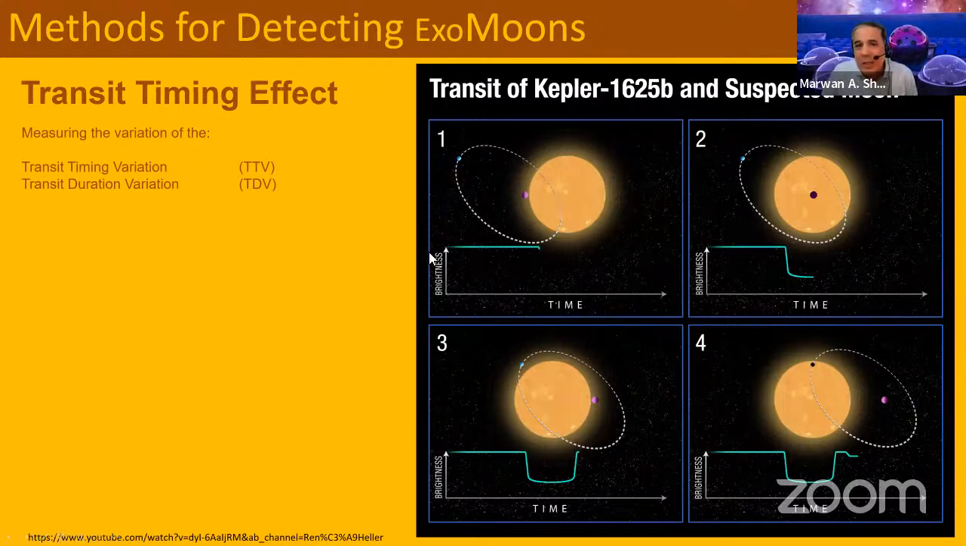By measuring the variation here, the timing variation or duration variation, this is the timing, and when that comes again, that is the duration, then you can tell if it is another exoplanet or an exomoon orbiting the planet. We have to find this before.